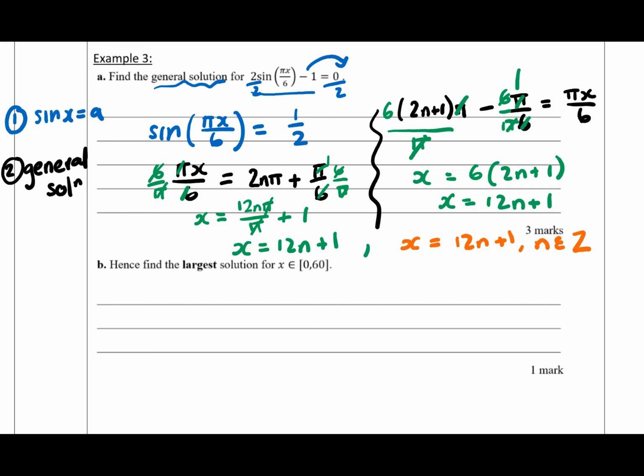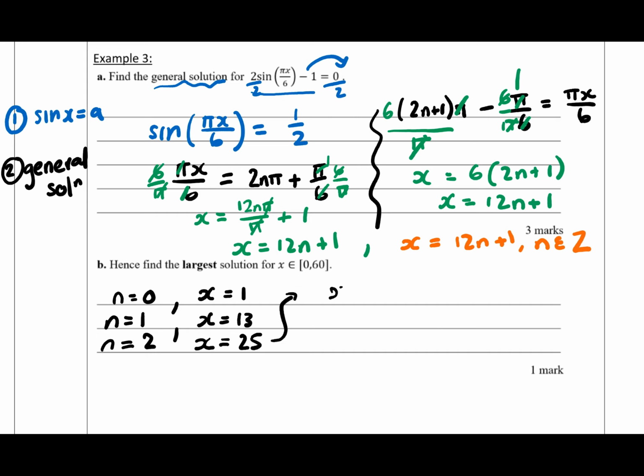So we're then asked to find the largest solution. Well, let's imagine what these solutions look like. If n equals 0, 12 times 0 is 0 plus 1, x equals 1. If n equals 1, x equals 13 because it's 12 times 1 plus 1. If n equals 2, well, we'll have 12 times 2 is 24 plus 1. We get to 25. And so you can see that these are all 12 units apart.